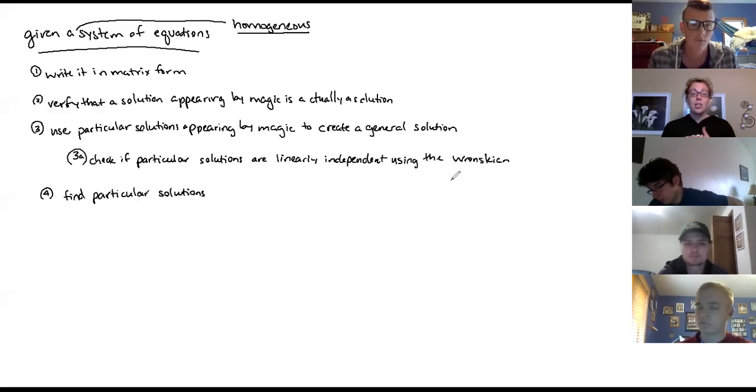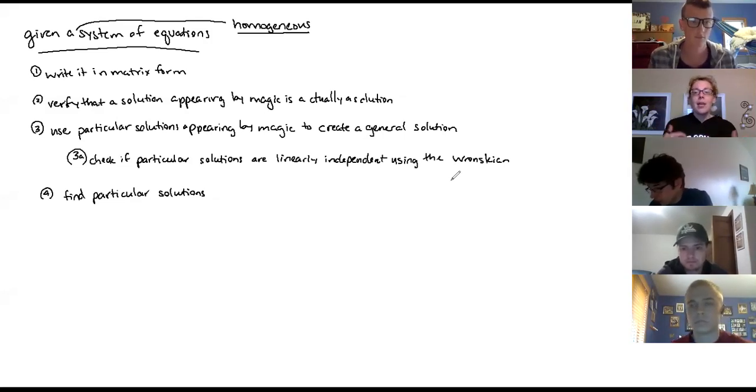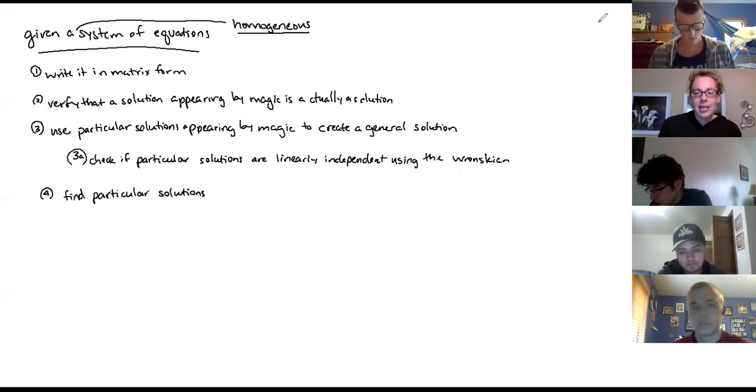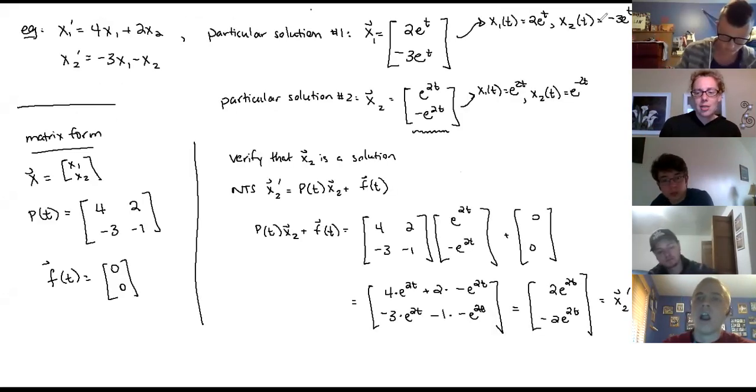So let's go back a slide. The next thing that I want to be doing is use particular solutions appearing by magic to create a general solution. But first we have to check if these are linearly independent using the Wronskian. So we've got two particular solutions. Let's remember how to set up the Wronskian and decide if these are linearly independent.